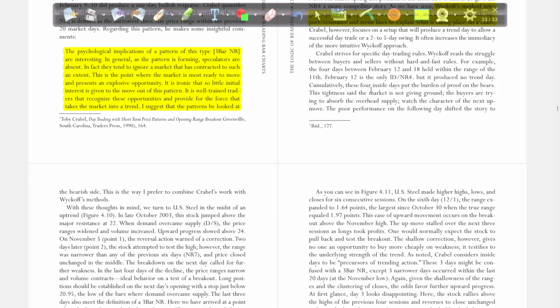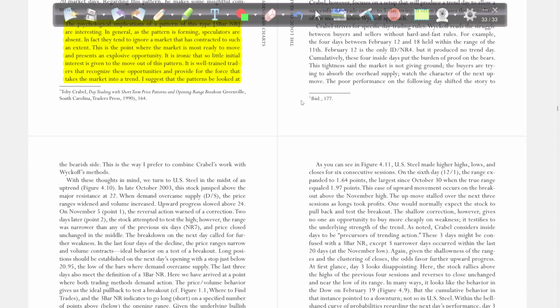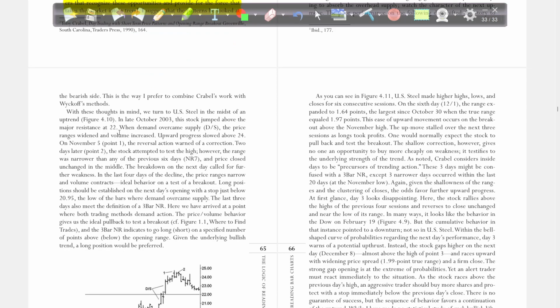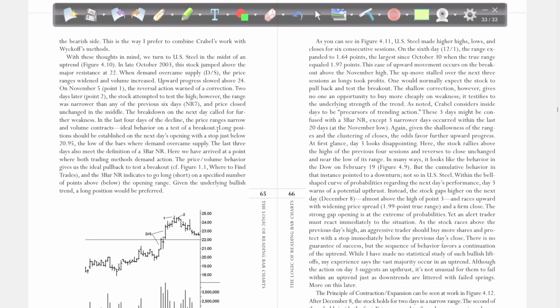Cumulatively, these 4 inside days put the burden of proof on the bears. This tightness said the market is not giving ground. The buyers are trying to absorb the overhead supply, so watch the character of the next up move. The poor performance on the following day shifted the story to the bearish side. This is the way I prefer to combine Crabble's work with Wyckoff's method.